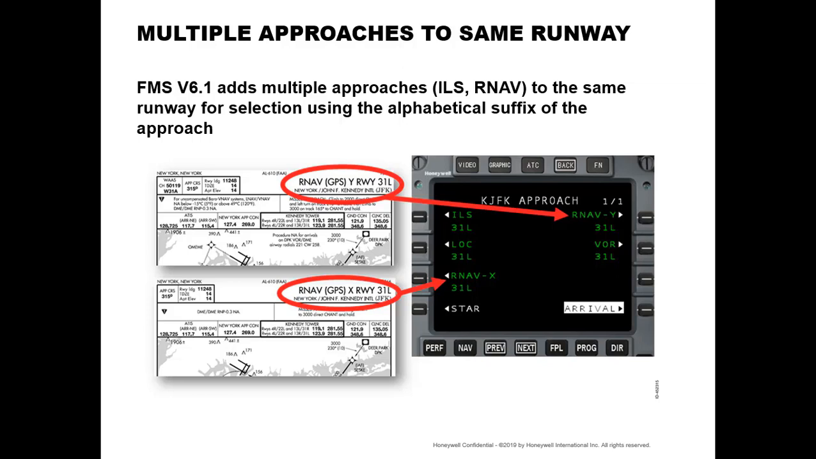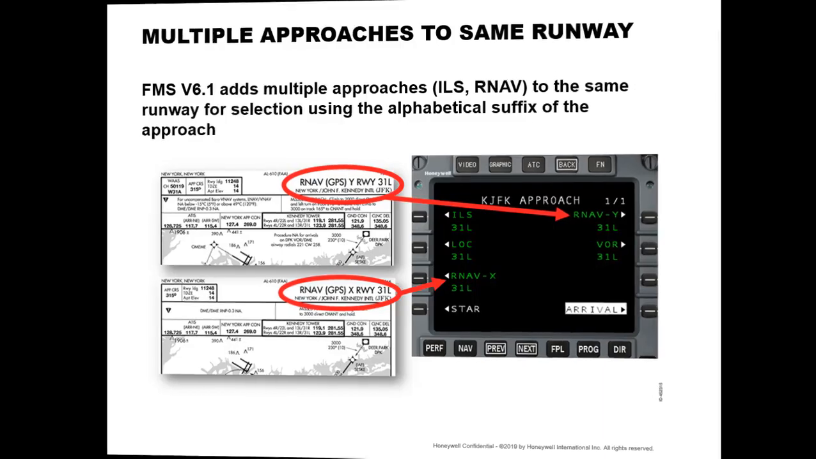Initially, when multiple approaches to the same runway end were added, there wasn't any way to indicate this in the FMS. Later, suffix letters were added to indicate multiple approaches to the same runway. The capability to read these has been added to FMS 6.1. Before we look at some examples, let's review RNAV and RNP requirements.